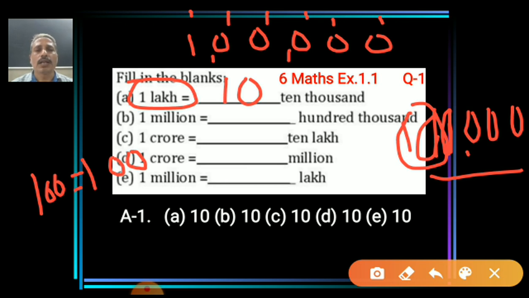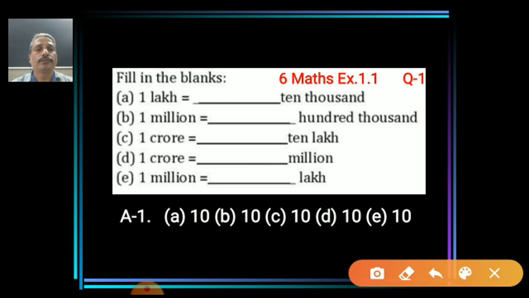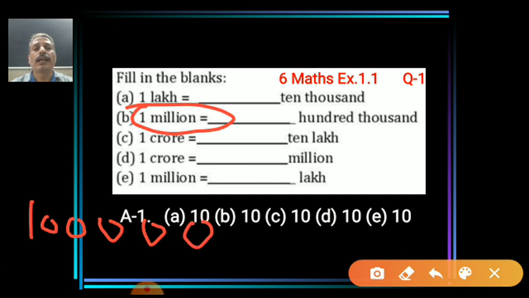In the same way, let's see the second question, B. B question is a little different. 1 million is equal to dash 100,000. Don't be confused, student. In the international number system, 1 million is equal to 10 lakh. 1 million means 10 lakh, and we just now discussed a lakh as 5 zeros, and 10 lakh means one more zero. This is our 10 lakh on the left side.